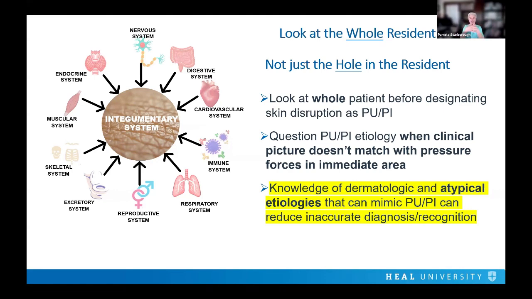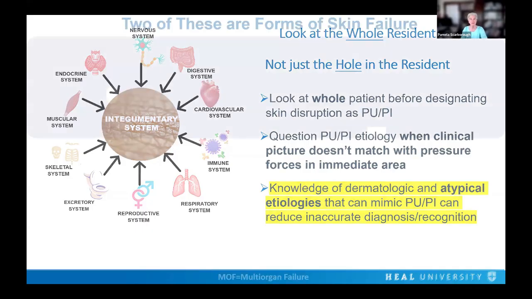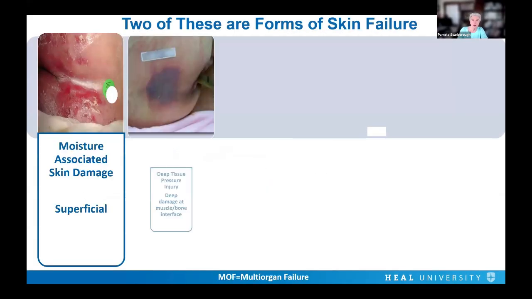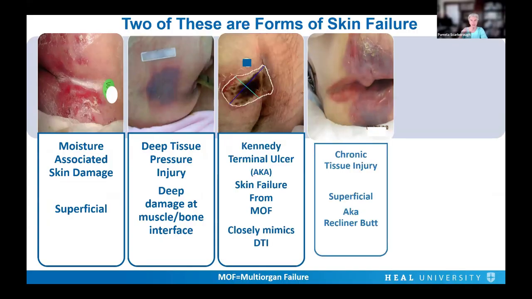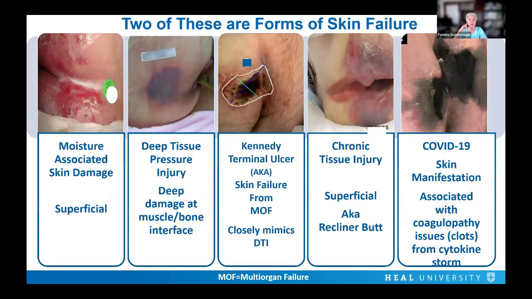They're sister professions, actually. We have so many things going on with the skin for both of these specialties, wound medicine and dermatology. So these are two forms on this. Two of these are a form of skin failure. That's not right. One of these is a form of skin failure. Oh, no, maybe COVID-19. The one in the middle is a kidney terminal ulcer. It's a form of skin failure.